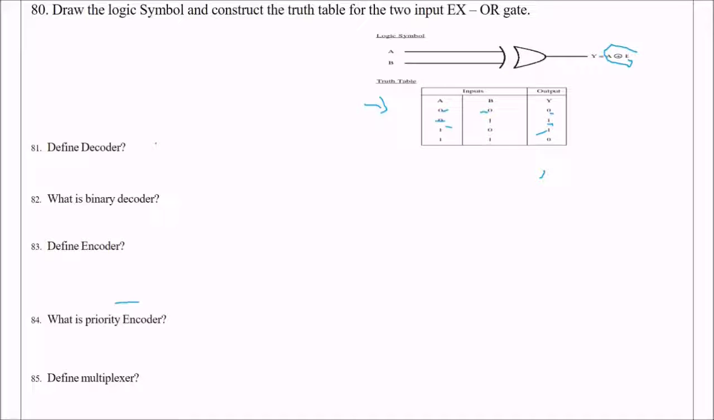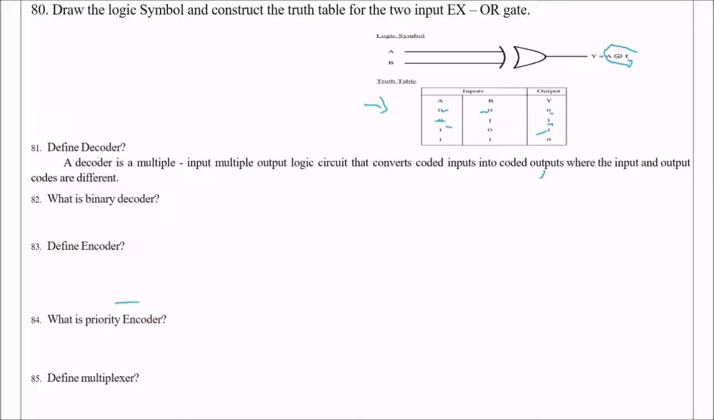Define the decoder. What is a decoder? A decoder is a multiple input, multiple output logic circuit. So in this circuit, you have multiple inputs and multiple outputs. It is a multiple input, multiple output logic circuit that converts the coded input into coded output, where the input and output codes are different.